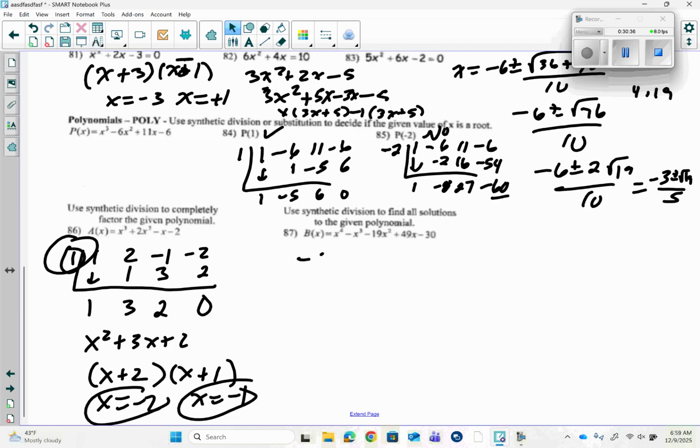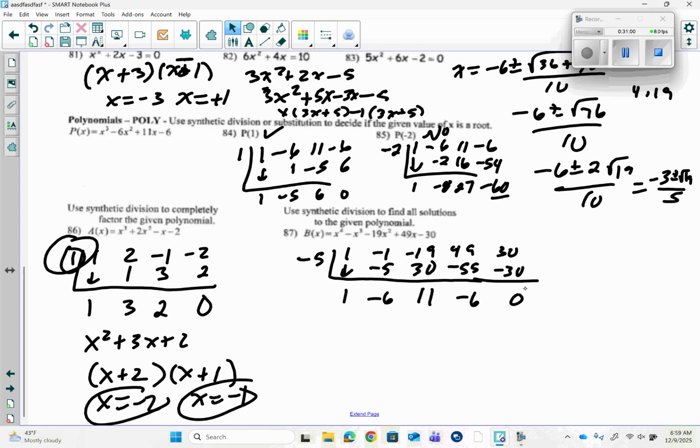So -5 is definitely one that's going to work. So I have 1, -1, -19, 49, and 30. Bring this straight down. It's -5, so that's going to give me -6. That's going to be 30. And multiply that, that's going to give me 11. That's going to be -55. That's going to give me -6. That's going to give me -30, which is 0.